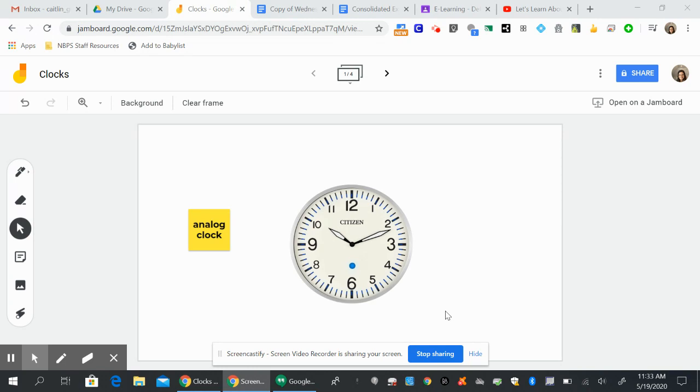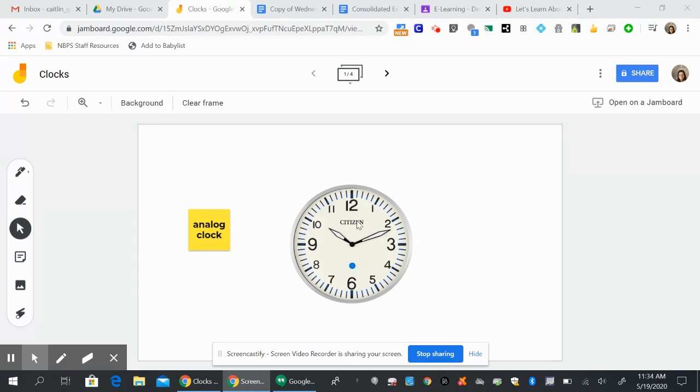It's important to be able to read this so you know what time different specials are, what time your lunch is, when it's time to go home. So today we're going to talk a little bit about this clock. Now, with this clock, it starts at 12. It starts at 1 and it goes all the way to 12.